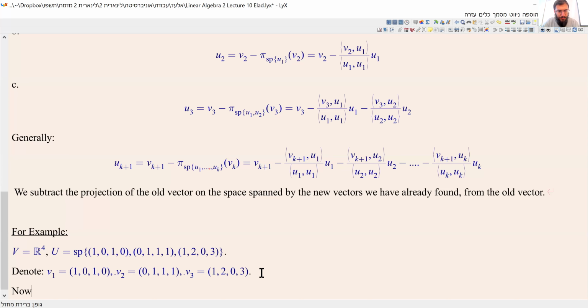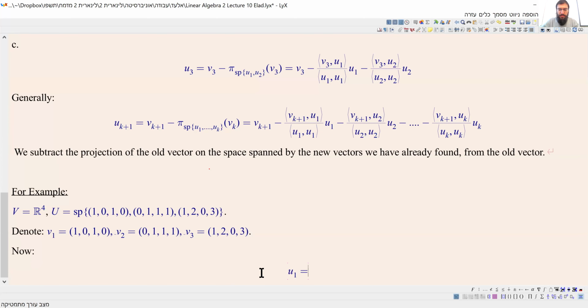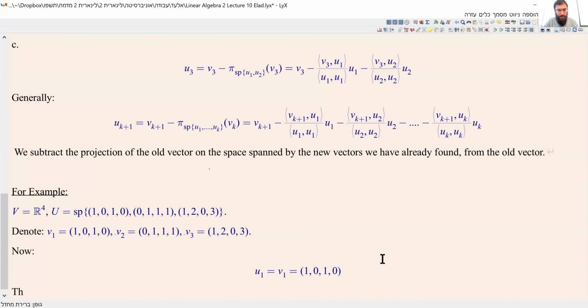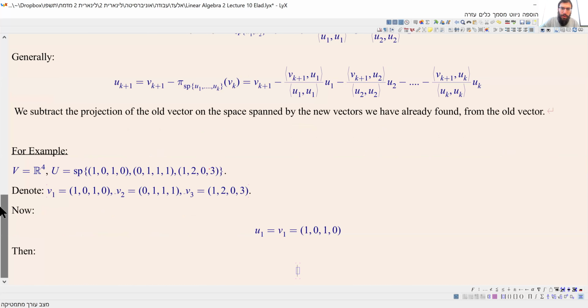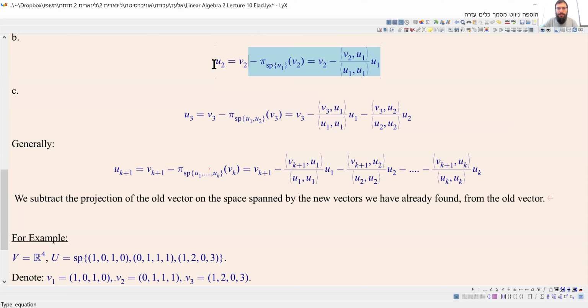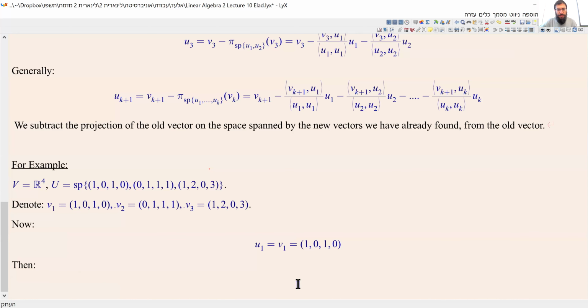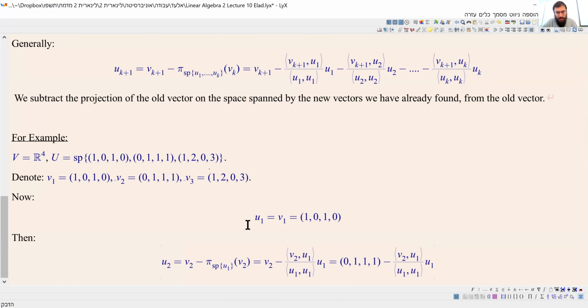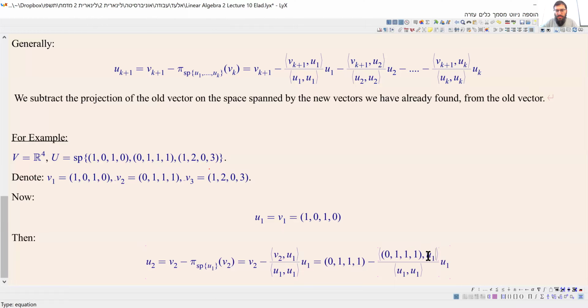Now, first of all, U1 is V1, which is 1, 0, 1, 0. Secondly, after you have U1, which is V1, you can write down V2 minus the projection, which is U2. Specifically in our case, the second vector is 0, 1, 1, 1 minus the inner product of 0, 1, 1, 1 with U1, which is 1, 0, 1, 0.